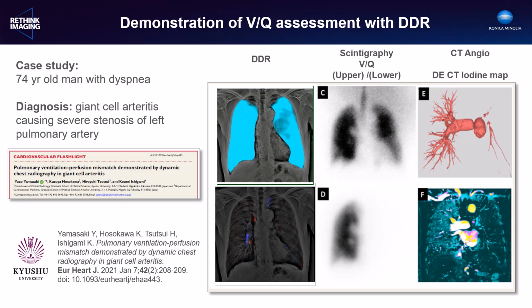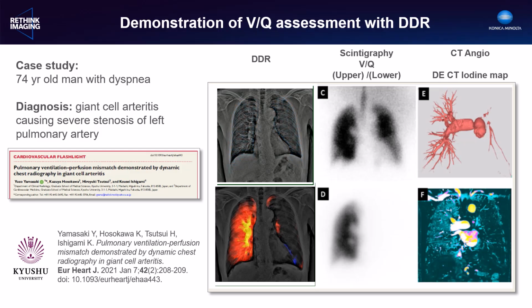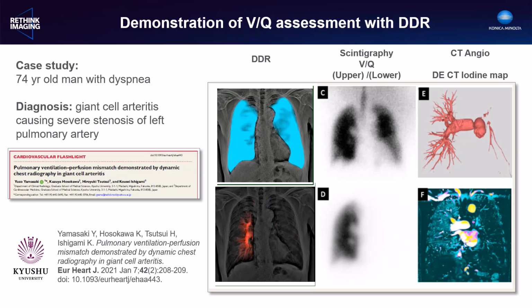Lung ventilation perfusion scintigraphy showed the ventilation perfusion mismatch of the left lung, which is very similar to the findings of DDR. Afterwards, CT pulmonary angiography and iodine mapping acquired with dual energy CT also showed a similar finding to the pulmonary perfusion image of DDR. After careful examinations, the patient was diagnosed with giant cell arteritis and pharmacological therapy was started.